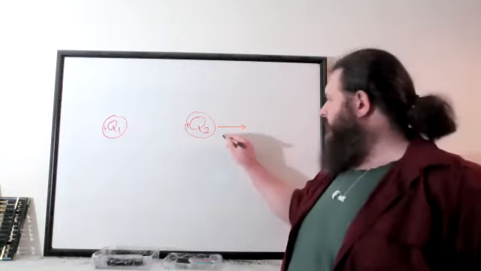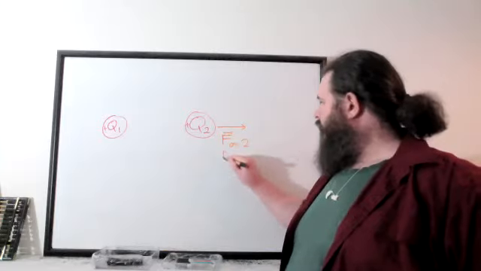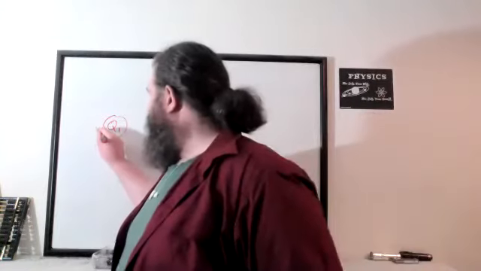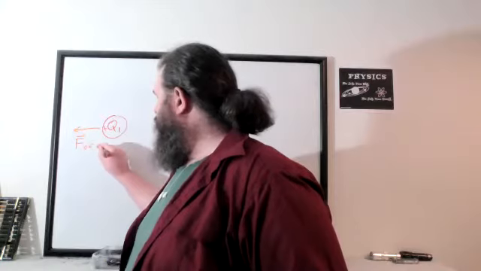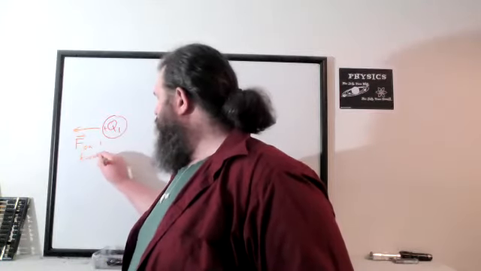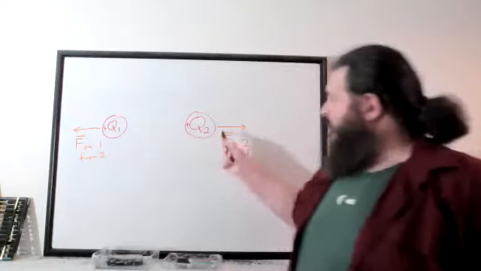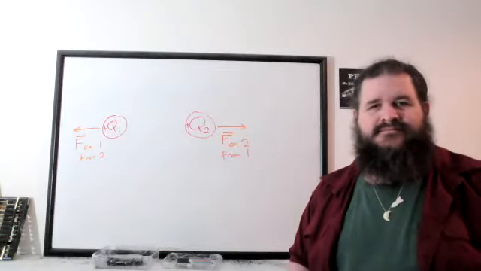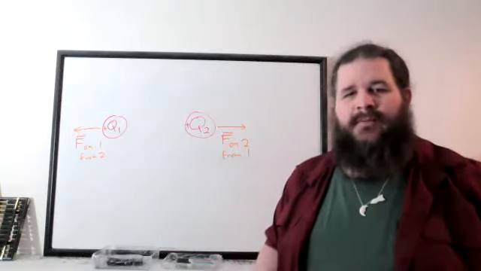right from object 1. This is the force on object 2 from object 1. And likewise, object 1 experiences a force to the left from object 2. So this would be the force on object 1 from object 2. And what should we assume about these two forces? They should be the same, at least the same magnitude, opposite direction, but equal magnitude.